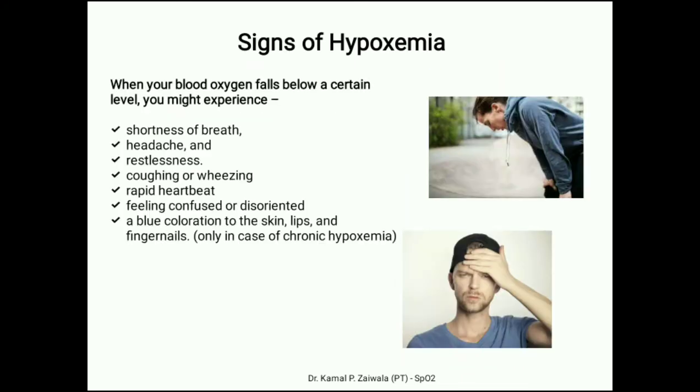Now, if a person has hypoxemia, what are the signs of hypoxemia? When the level of oxygen in your blood falls below a certain level, the person might experience one or many of the following symptoms. One is shortness of breath, second is headache, third is restlessness, then coughing or wheezing can be there. There can be rapid heartbeat, also known as tachycardia, then feeling confused or disoriented, or there can be a bluish discoloration of the skin, lips and fingernails. The last one can be seen only in cases of chronic hypoxemia, so if the patient is suffering from a chronic lung disease, then the last one can be visible.